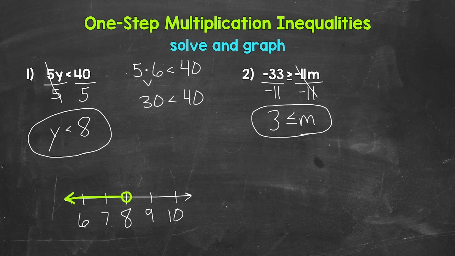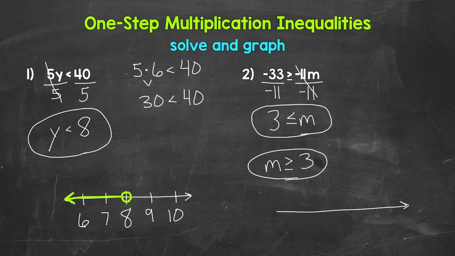Now, we can rewrite this inequality with the variable coming first. So we have m, and then m is greater than or equal to 3. So that symbol needs to open up towards m. M needs to remain greater than or equal to 3. So again, keep in mind we can rewrite an inequality with the variable first if we prefer. Either way works. Now let's graph.